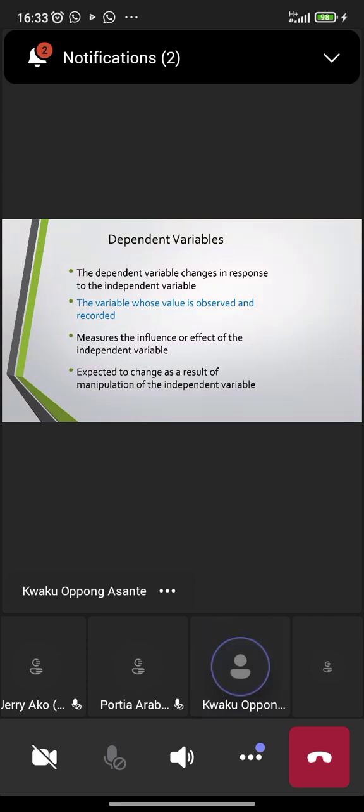So ideally, when we manipulate one variable, we should see the change in something else. We want to see how alcohol intake influences risk perception, the effect of A on B. The B that we are interested in is called the dependent variable. So the dependent variable is the variable that we observe and record, or we call it the measurable variable. It's the variable that we measure.